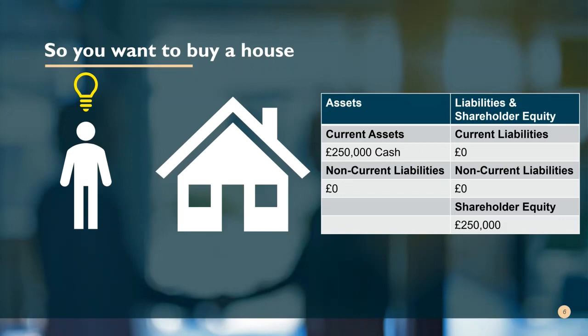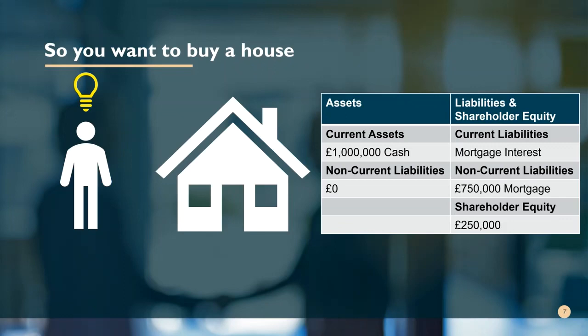First up, before we do anything, you have £250,000. This is cash, the most liquid asset, and is a current asset. On the liability side, you haven't applied for your mortgage and you're debt-free, so your liabilities will be zero. But remember your equation, that your assets are equal to your liabilities plus your equity. Therefore, you have equity of £250,000 and everything balances. Equity is how much you own. You own your cash, so there you go.